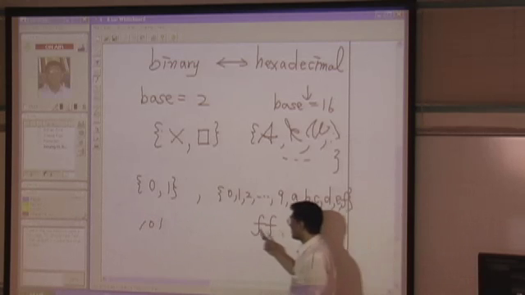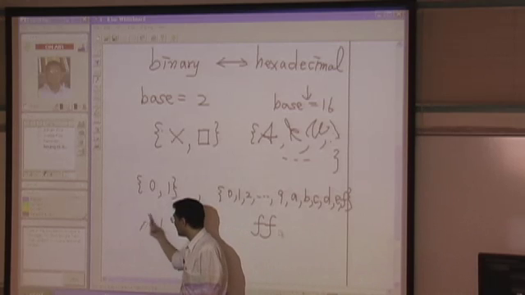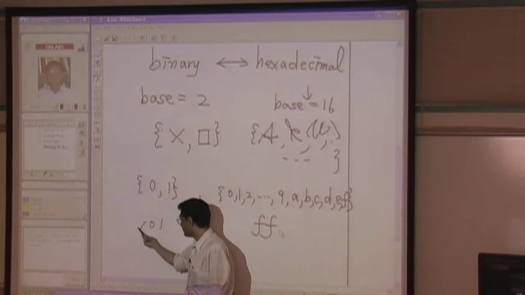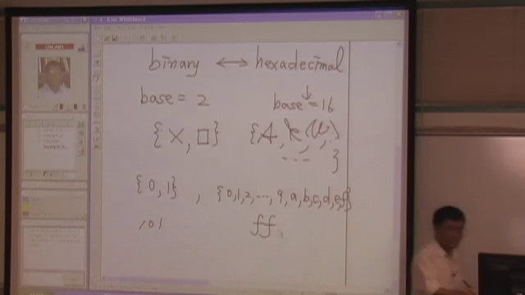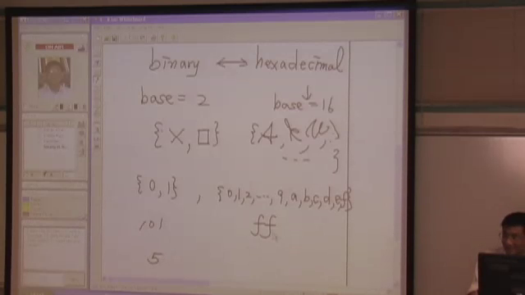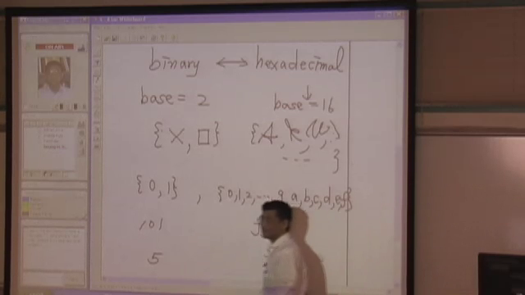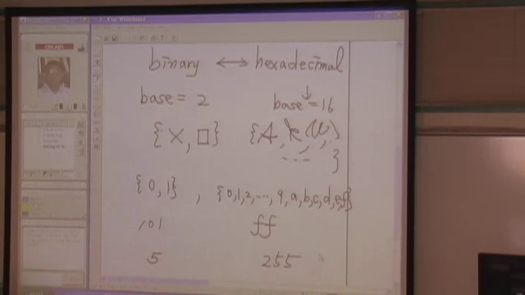So my quick question is, what is the actual decimal number represented by a binary number? If we have this kind of binary number, what is the number in decimal system? This is equal to what? 5. And this is equal to what? 255. How do I know it? I memorized it. So I will show you.